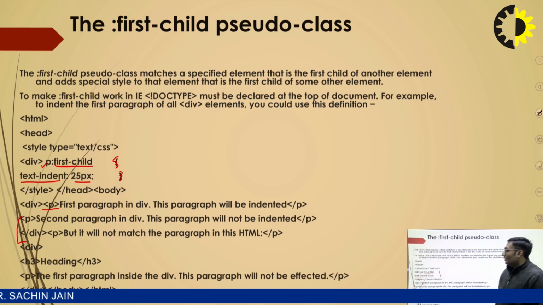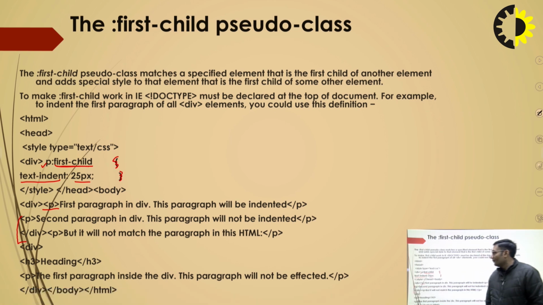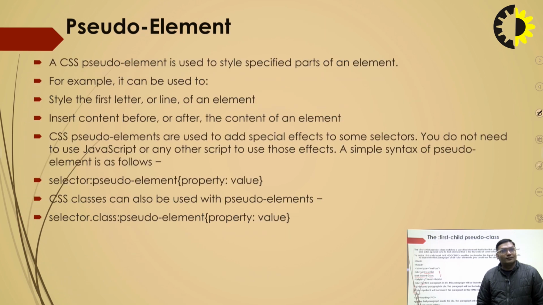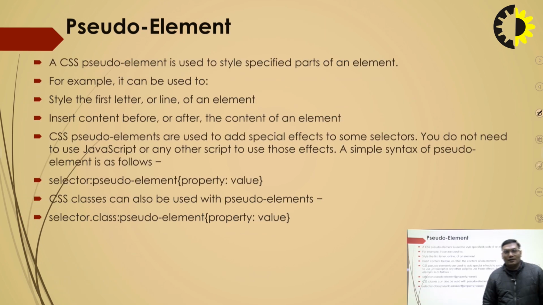So in this way, the rule will be effective only on this section. This is called the first child pseudo class. Now another important topic of today's lecture is pseudo element. So first we discussed the pseudo class, then the next thing is pseudo element. So pseudo element is used to style a specified part of an element.